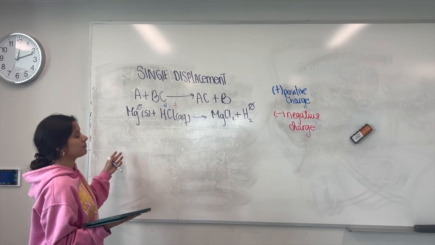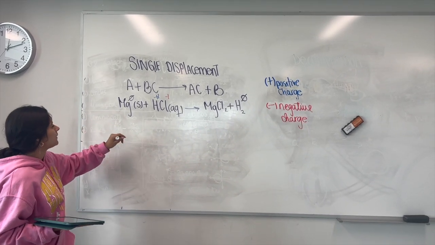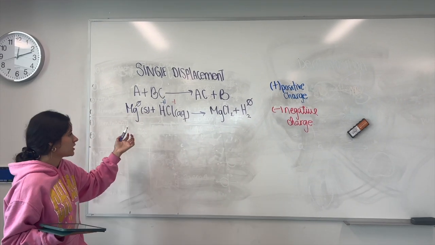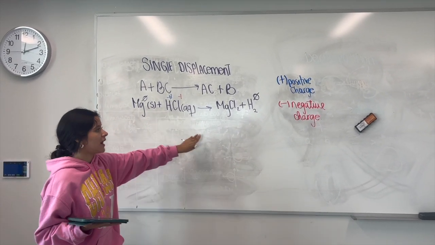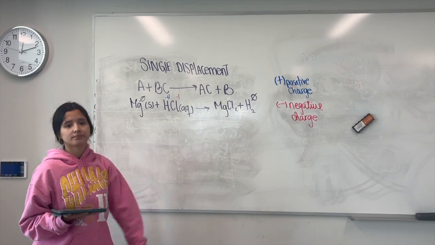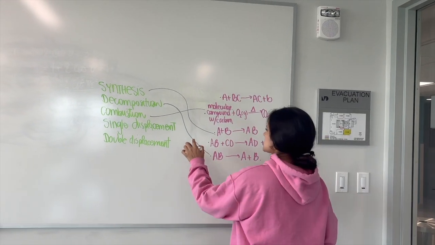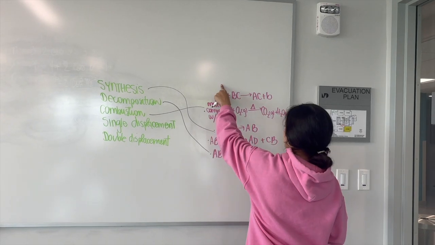Basically, oxidation means loss of electrons. It's when it passes from not having a charge to actually having a charge. And reduction is when it used to have a charge and now it doesn't. So it has been reduced. Now that we know what a single displacement reaction is, we can confirm that single displacement goes with this one over here.